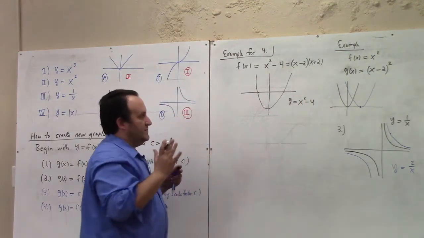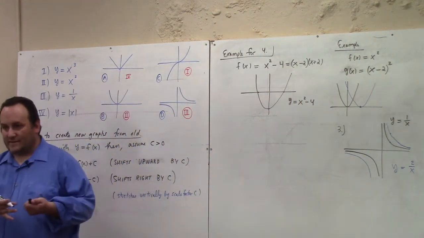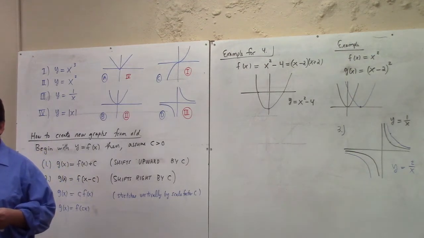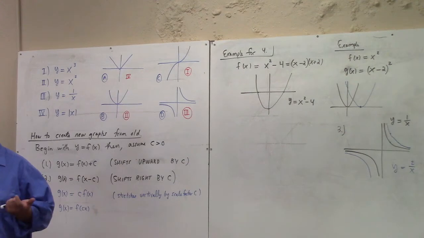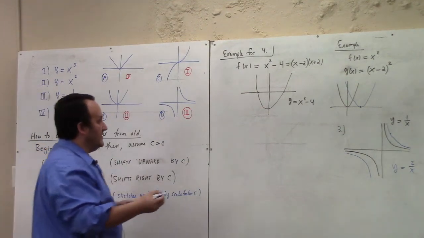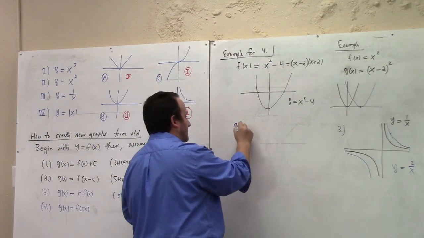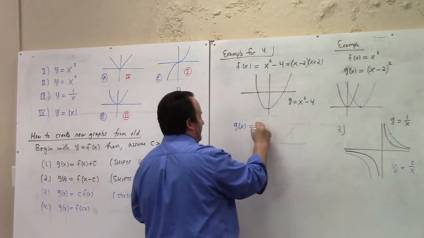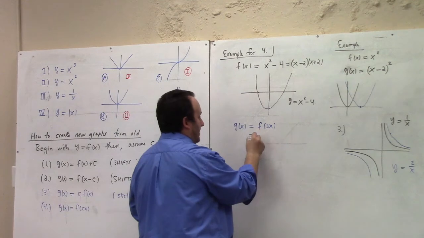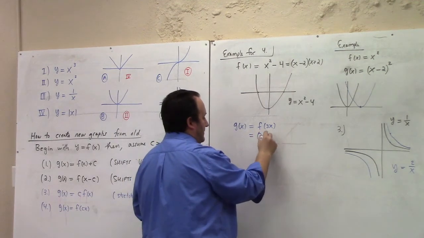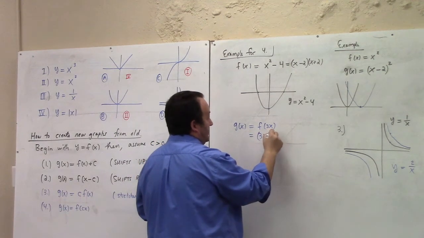Now, let us do an experiment. Let's try replacing x with some multiple of x. What do you want the multiple to be? How about 3 times? We could look at g of x equals f of 3x. That would be what? 3x quantity squared minus 4.